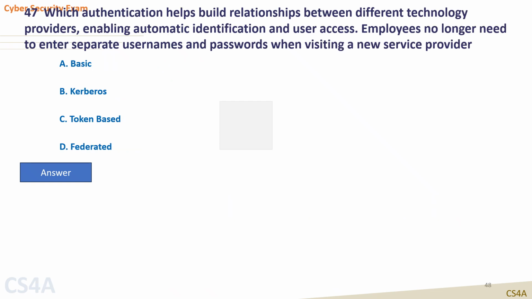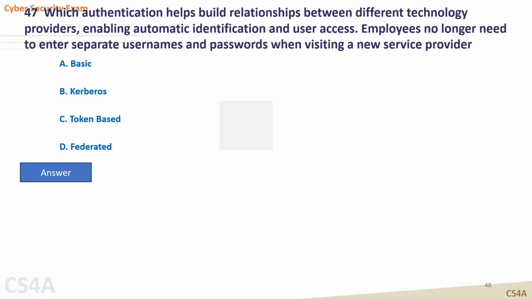So here the question is, which authentication helps build a relationship between different technology providers, enabling automatic identification and user access? Employees no longer need to enter username and password when visiting a new service provider. So which one supports this? Basic authentication? No, basic authentication requires the user to enter a username and password for every new service provider. Kerberos won't support it. It's a ticket-based authentication mechanism that only supports a single domain or single service provider. It won't support multiple service providers.